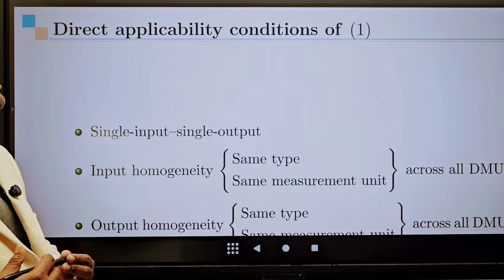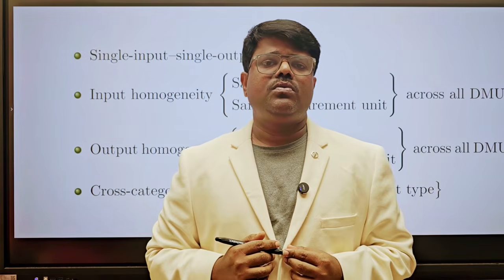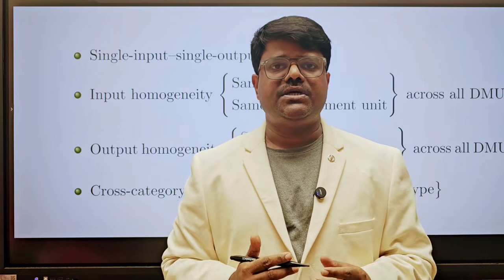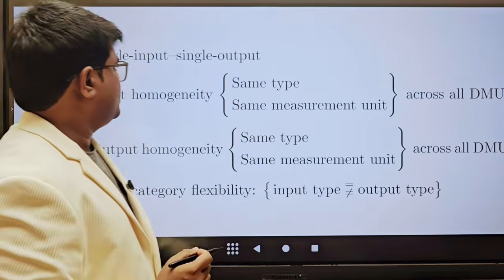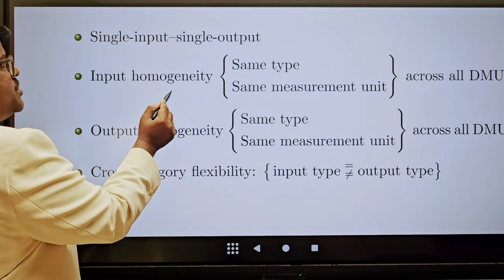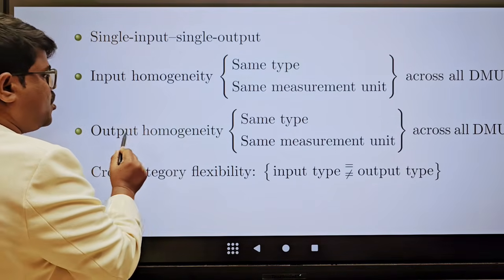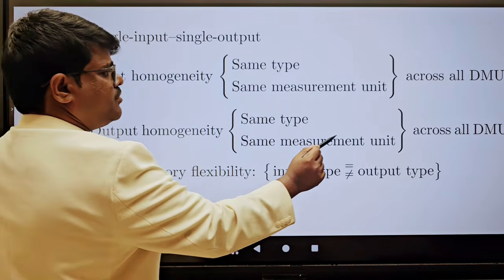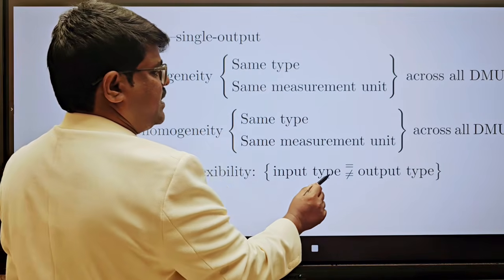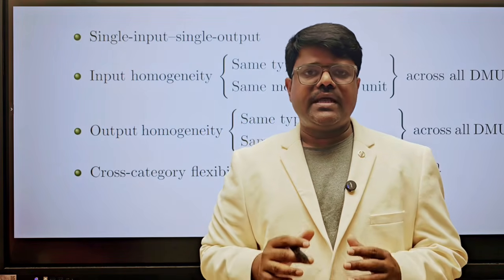Direct applicability condition 1: to apply the formula, efficiency score equals output by input, there are some conditions. What is the first condition? For single input, single output: input homogeneity, same type and same measurement unit across all DMUs. Output homogeneity, same type and same measurement unit across all DMUs. Cross-category flexibility: input type may or may not equal output type. You can understand this easily through an example.